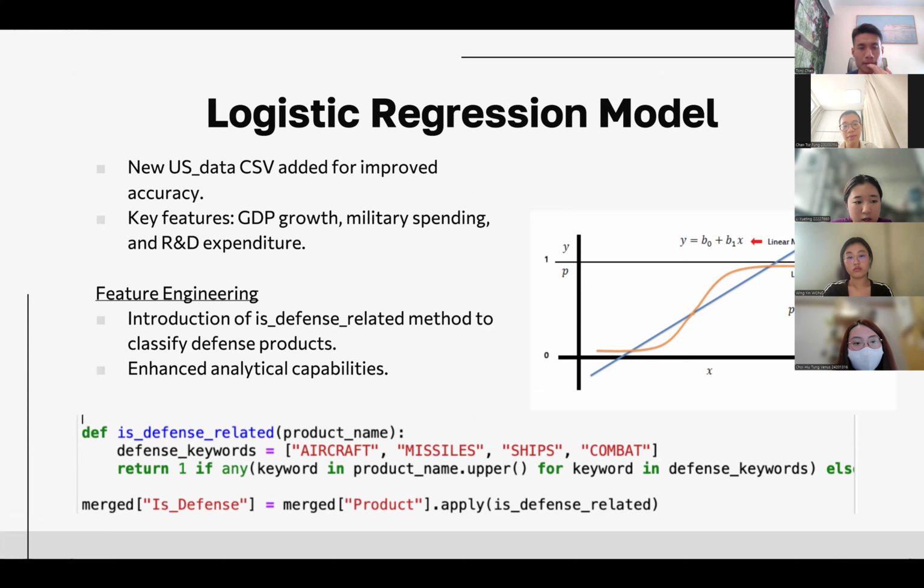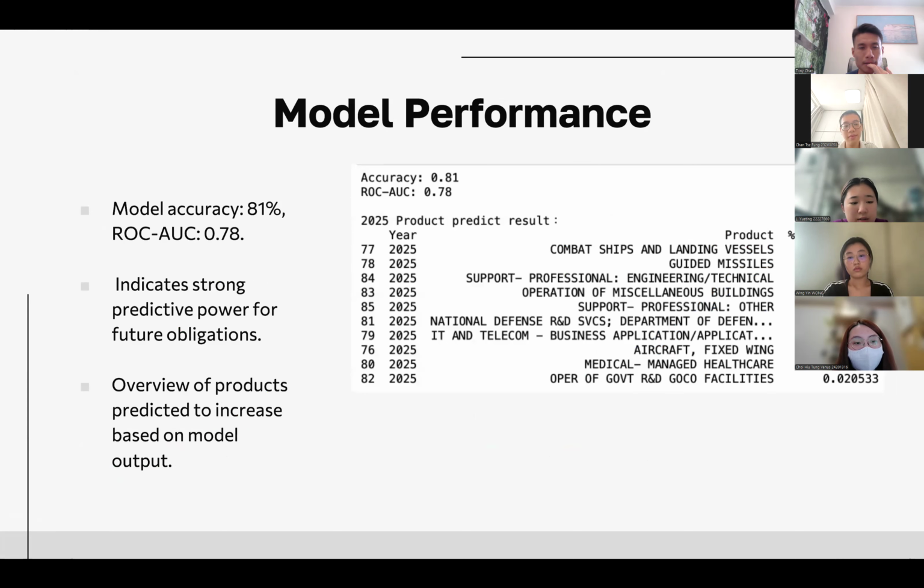After feature engineering, the model achieved an impressive accuracy of 81% and ROC of 0.78. This strong predictive power allows us to forecast future obligations effectively, providing valuable insights into which products are likely to see increased spending. Also, the overall decline in obligation expenditures, coupled with low GDP and military spending as a percentage of GDP, suggests that future spending increases for obligation products are unlikely.